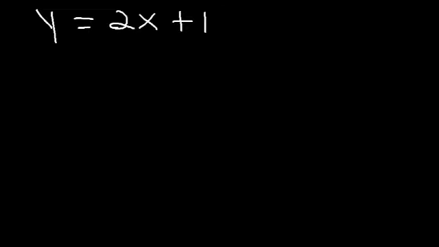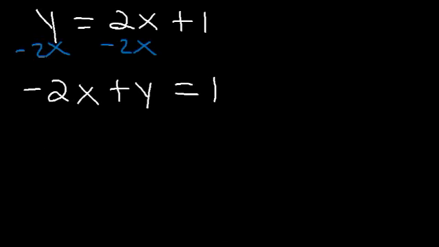Now to convert it to standard form, we simply need to get x and y on the left side of the equation. So let's subtract both sides by 2x. So therefore, the equation in standard form is negative 2x plus y is equal to 1. So now it's in ax plus by equals c form.